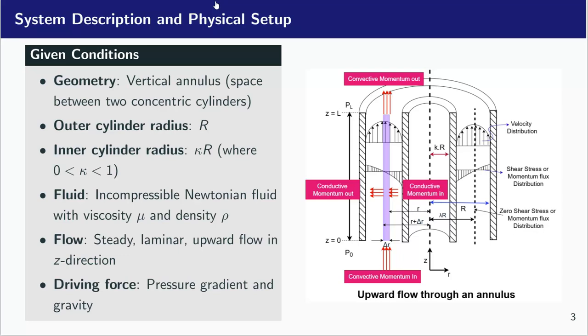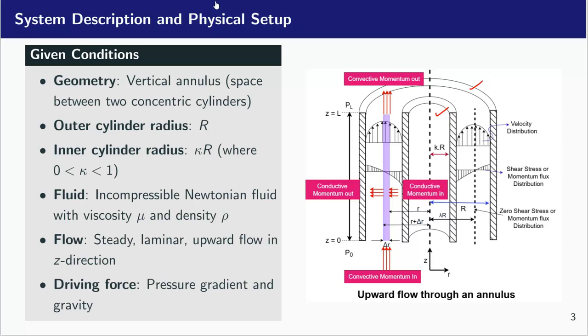Now here is the system description and physical setup. Given conditions: the geometry is a vertical annulus, the space between two concentric cylinders. Here is one small cylinder inside, and the outer one is the large cylinder. The outer cylinder radius is R.